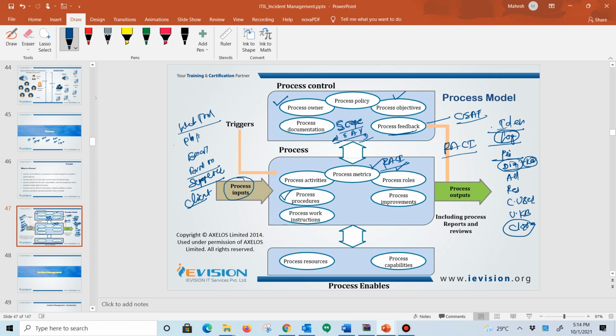Now process enablers, like process resources and capabilities. Resources can be the funding, can be people, can be information, can be infrastructure, can be software and hardware. Is that clear? Process capabilities can be your organization structure, then management, your process, that is the knowledge base that you may have, and the process documents, a well established proven process document that you can have. That is called process capabilities.